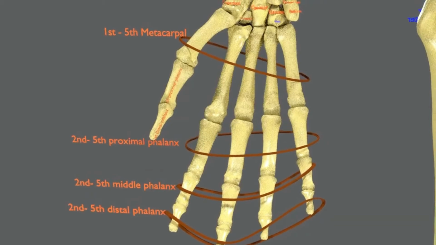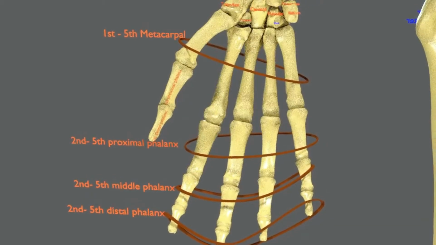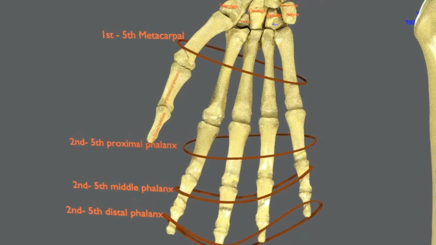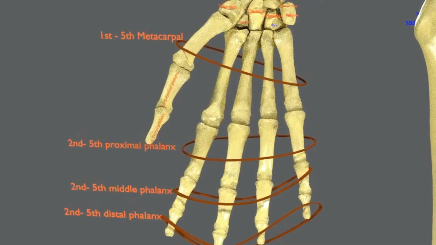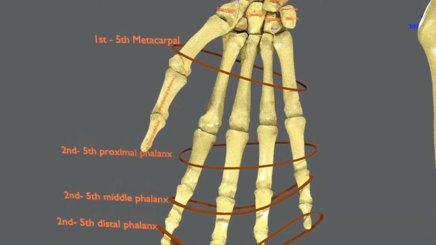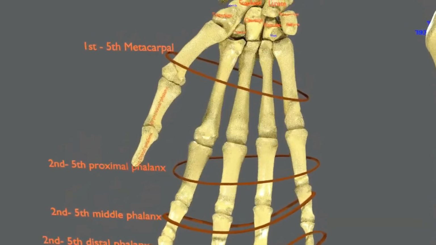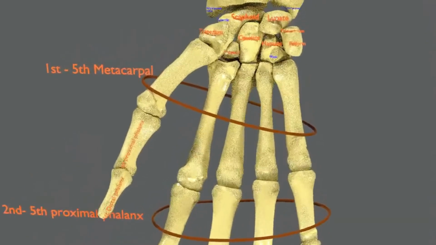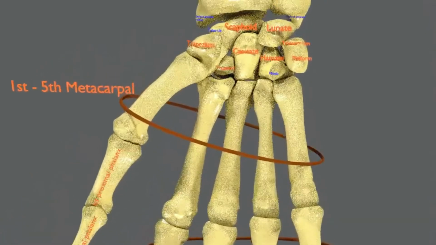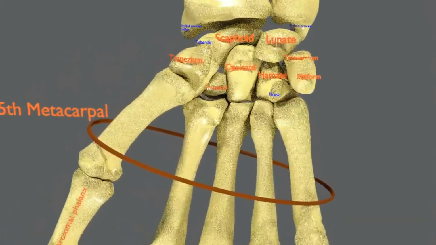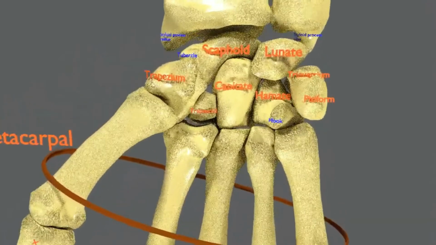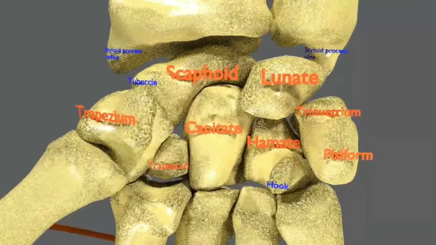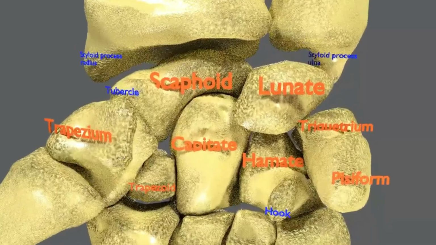There are 5 metacarpal bones, as you are seeing, which radiate distally from the wrist. Proximally to the metacarpals are the carpal bones, arranged in 2 irregular rows. The proximal row, from lateral to medial, contains scaphoid, lunate, triquetral, and pisiform bones. And the distal row, from lateral to medial, has trapezium, trapezoid, capitate, and hamate.